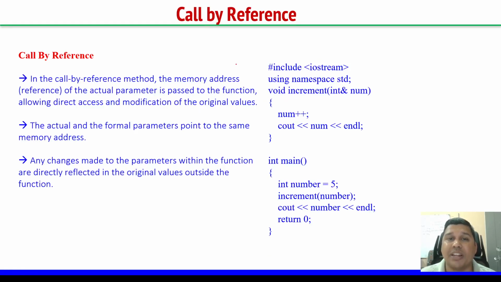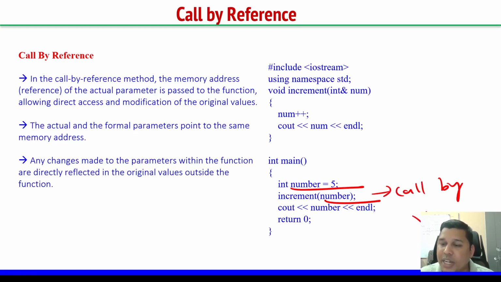So what is call by reference? If you observe here, same function, same program, number equal to 5, I am passing number. It looks like call by value here. It is call by value only because I am sending the value. But here you see, I am writing int &num. It means I am writing int &num = 5 indirectly, because number is 5.